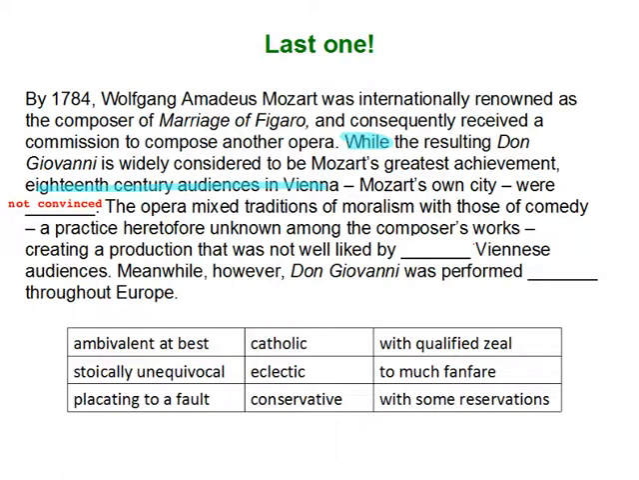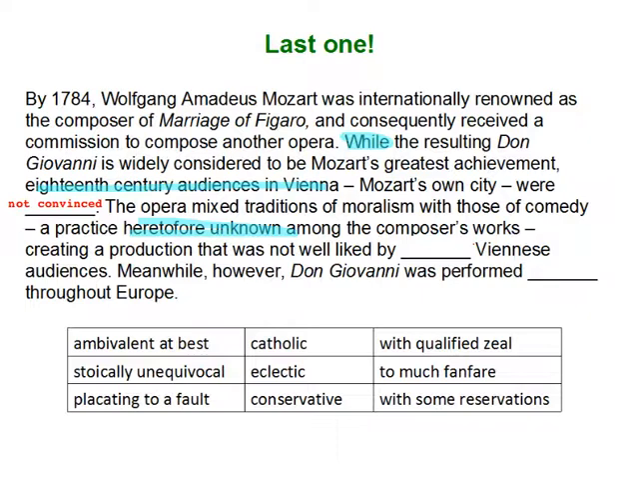The opera mixed traditions of moralism with those of comedy. This was heretofore unknown among the composer's works, creating a production that was not well liked by what? Vietnamese, not Vietnamese, Viennese audiences. We need something here that describes Viennese audiences. And what kind of Viennese audiences?